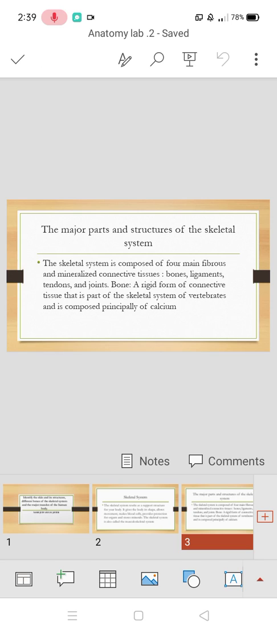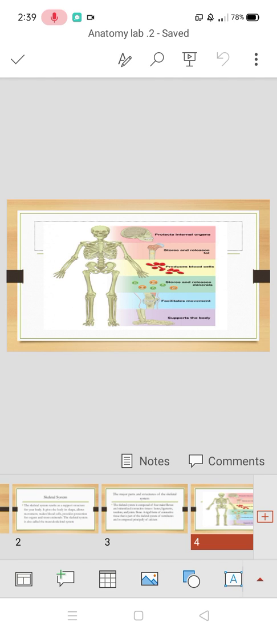The major parts and structure of the skeletal system are composed of four main fibrous and mineral connective tissues. We have bones, ligaments, tendons, and joints. Bone is a rigid form of connective tissue that is part of the skeletal system of vertebrates and is composed principally of calcium. Its functions: it protects internal organs, stores and releases fat, produces blood cells, stores and releases minerals, facilitates movement, and supports the body.